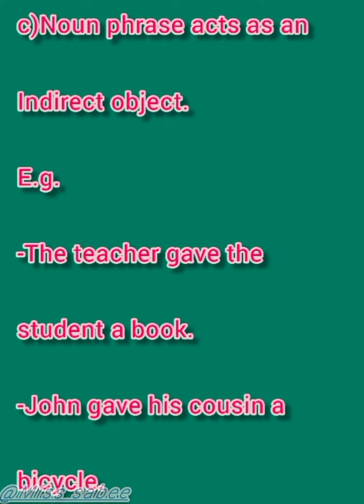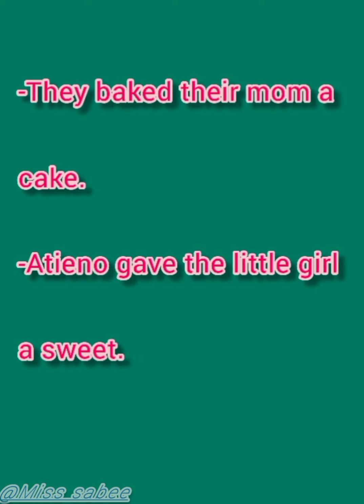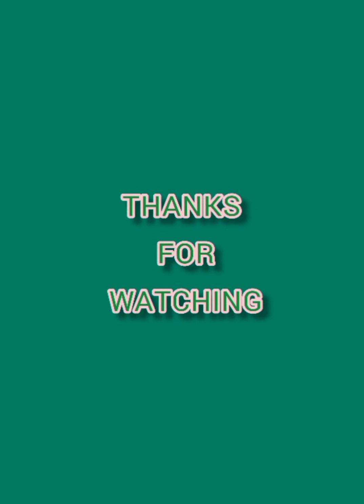Point number 3 is that noun phrases act as indirect object. For instance, the teacher gave the student a book. So here, the action of giving is done upon a book, and we say that a book is the direct object, and the recipient of this direct object is the student. So the student is acting as the indirect object. I hope you've understood that. We have Atieno gave the little girl a sweet. So a sweet is our direct object, and the recipient of the direct object is the indirect object.